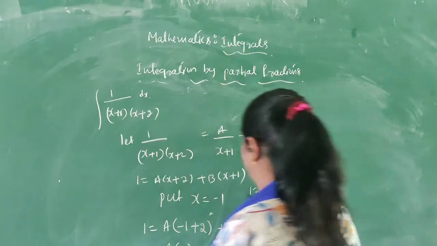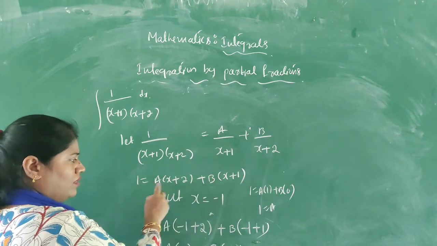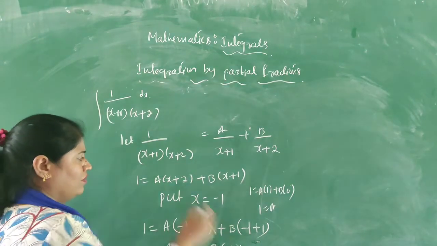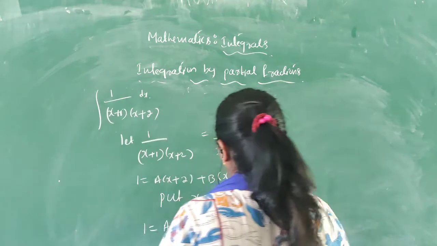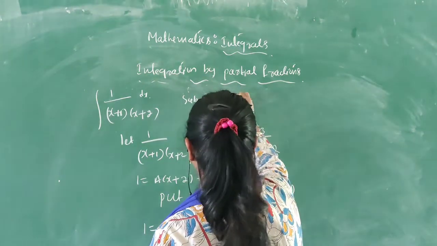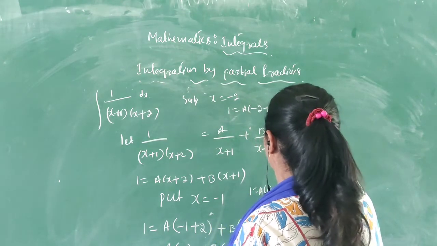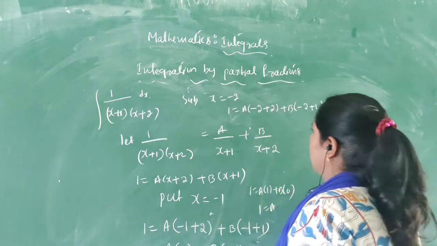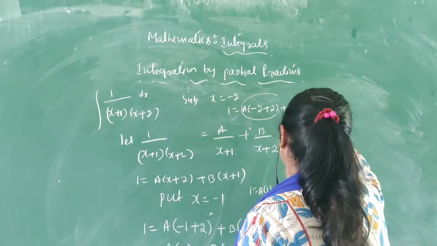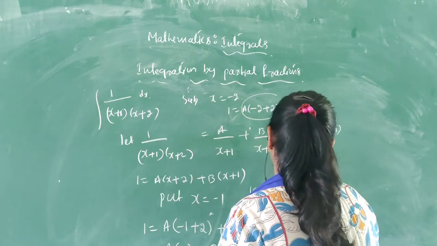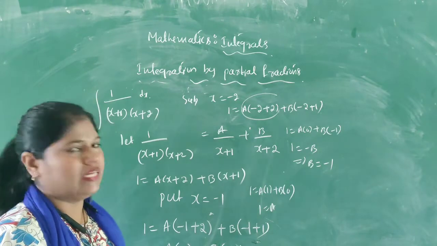Similarly, I want the value of b here. To get the value of b, the a value should get eliminated. How is it going to be cancelled? If I substitute x is equal to minus 2, then a is going to be 0. Substitute x is equal to minus 2 in this equation: 1 is equal to a of (minus 2 plus 2) plus b of (minus 2 plus 1). This is going to be 0, so 1 is equal to a of 0 plus b of minus 1. So b is equal to minus 1. So we have got a is equal to 1 and b is equal to minus 1.